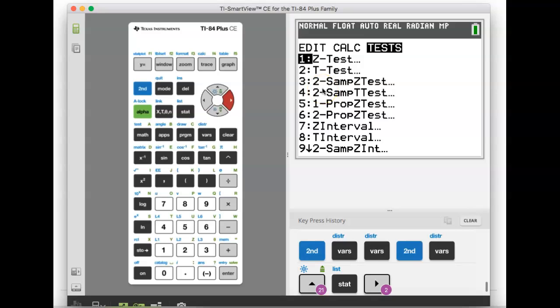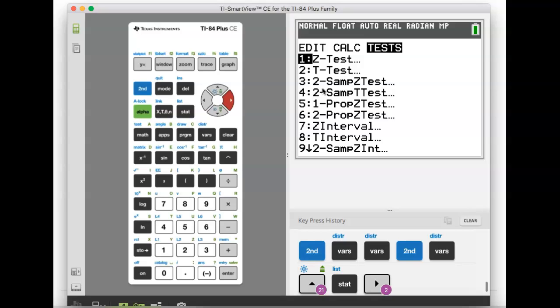A thing to note with the syntax of your calculator: anything that says prop is for a proportion. Anything that doesn't say prop is for a mean. Like I said, there are two statistics we're going to focus on, proportions and means. So anything that has prop in the title is for a proportion. Anything that doesn't have prop in the title is for a mean.